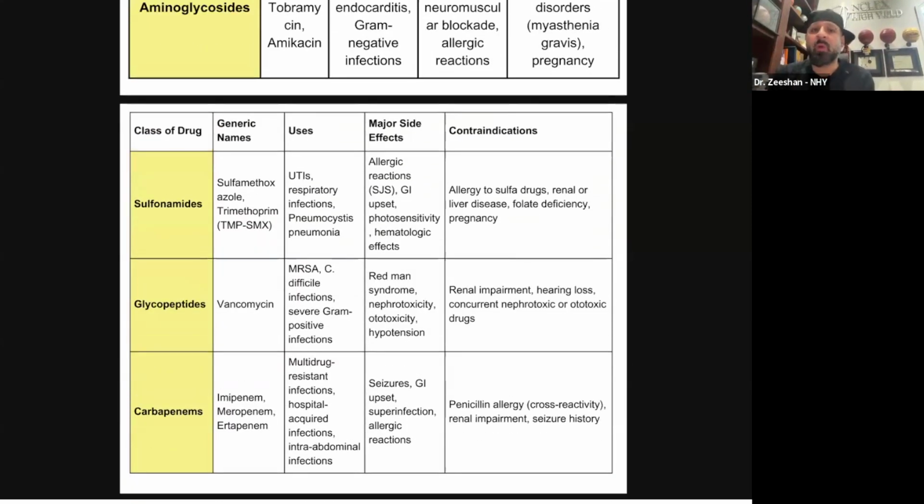The next one is sulfonamides. So sulfamethoxazole, trimethoprim, sulfamethoxazole, so TMP, SMX. This is Bactrim. This is your first line for UTIs.